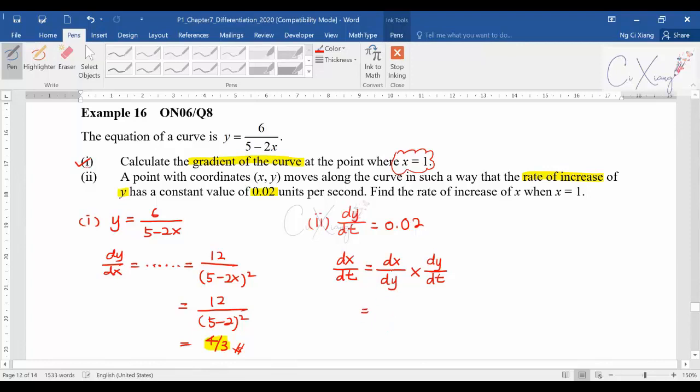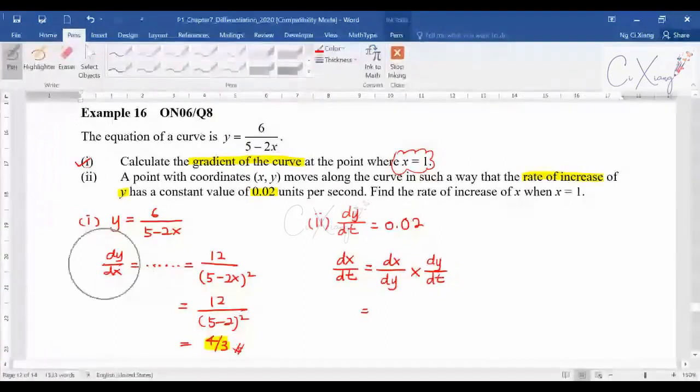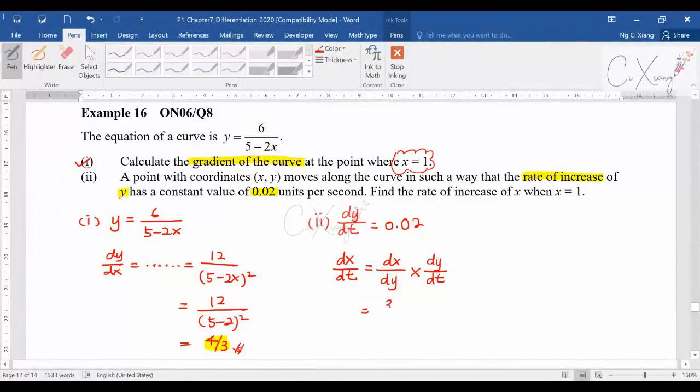Now substitute the value of dx dy. This is dy dx, so to substitute the dx dy, that means you also need to make the value upside down, which is 3 over 4. And then multiply with dy dt. The value that you got just now is 0.02. And after this, you will have 0.015 units per second.